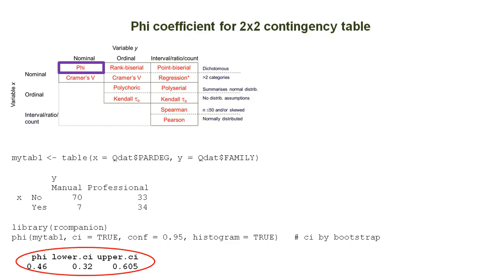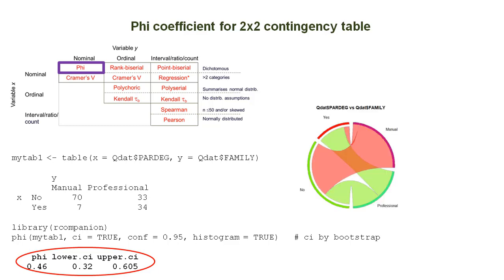This is perhaps evident from the table and circular plot, where the vast majority of manual has no degree, whereas professional is roughly 50-50, no degree and yes degree. The histogram shows the result of the bootstrap, from which the 95% confidence intervals are derived.